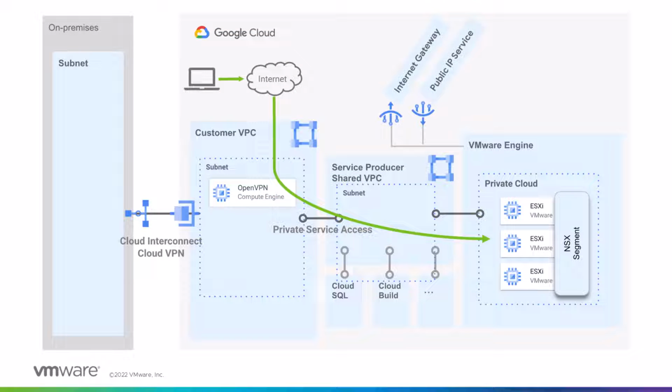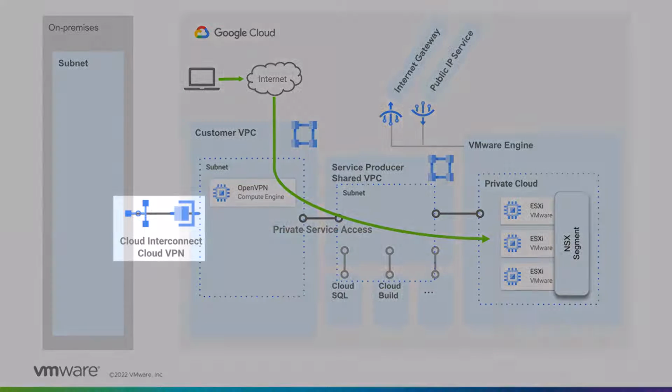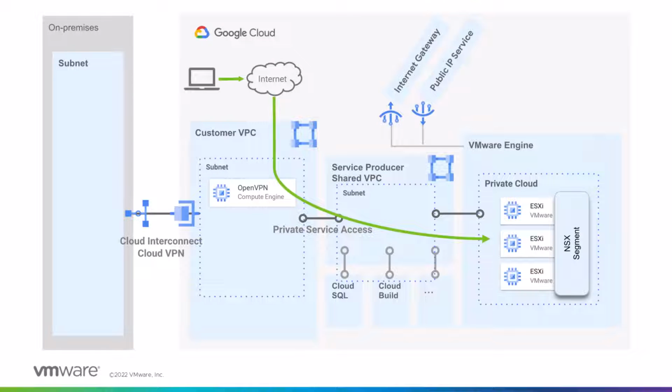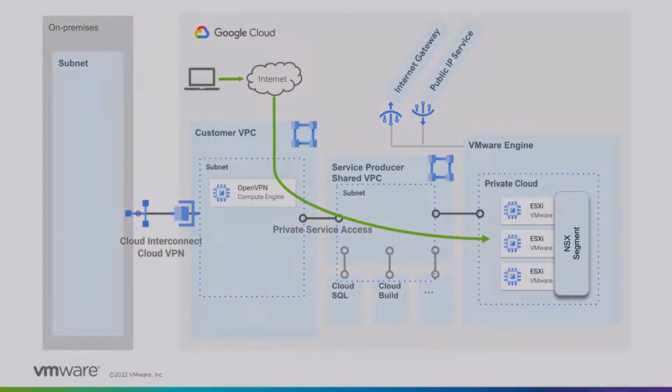However, it can also be used as an emergency access point to the environment, or even for temporary access while the permanent connectivity is being implemented. It is also worth noting that another solution, such as Cloud Interconnect or Google Cloud VPN, should be used when connecting your private cloud to on-premises. In other words, this VPN is best suited for ad hoc connections and not as a primary access method.